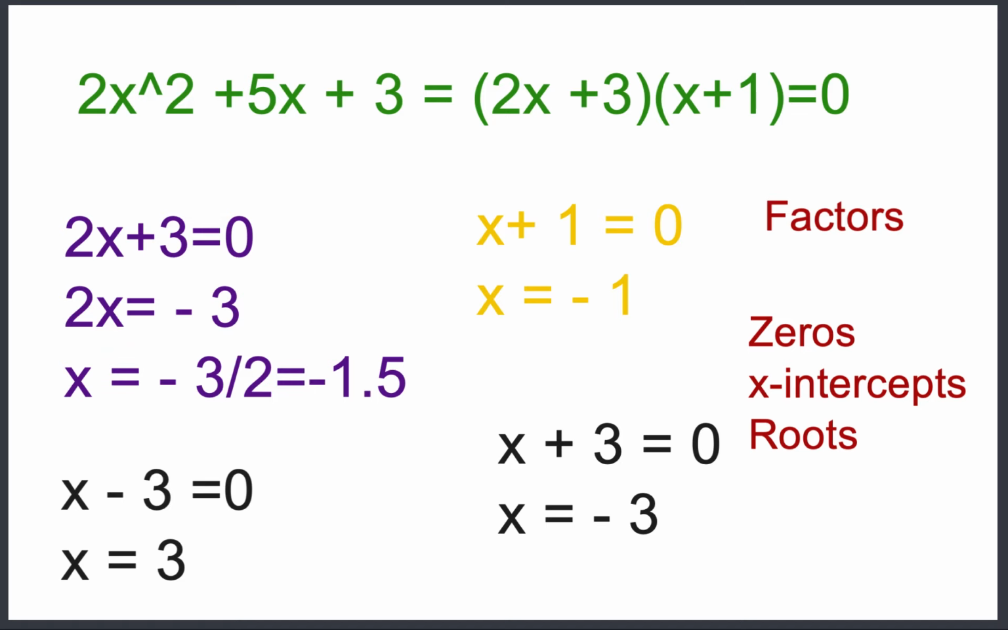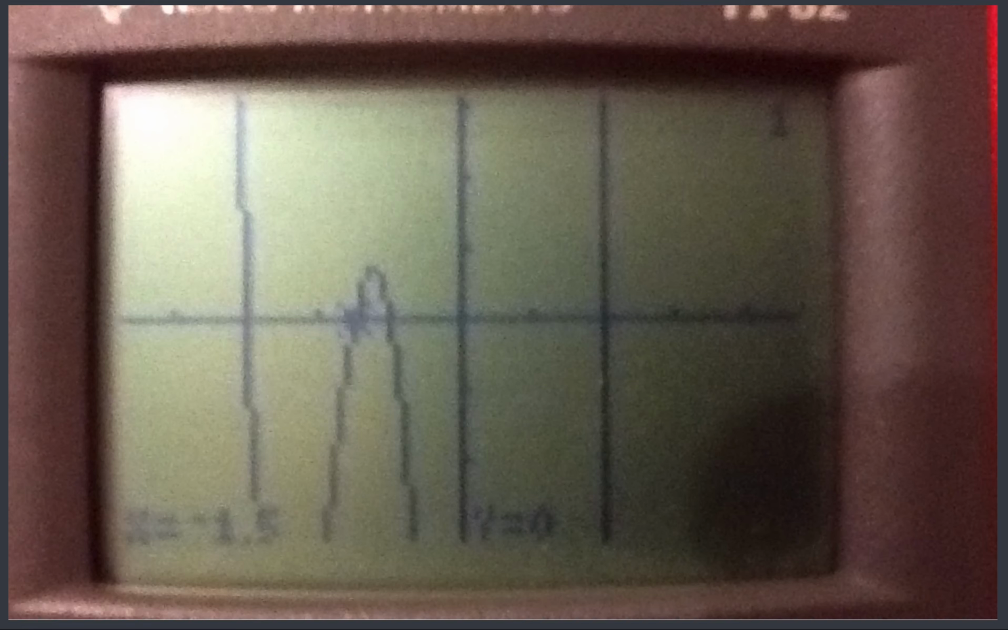Sorry, I got a math error here. I went back and looked at this, checked my work. Got a little math error right there. That should be negative 3/2, which is negative 1.5. And so we go back to our graphs, and we see that all that's true, negative 1.5, right?